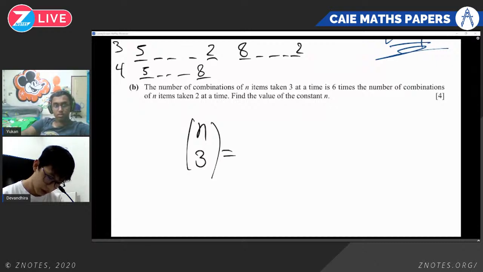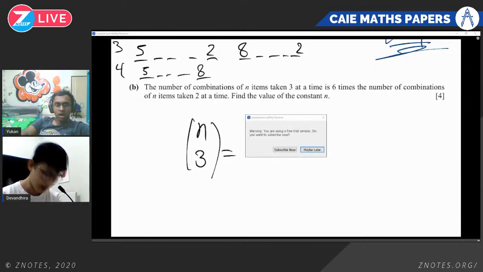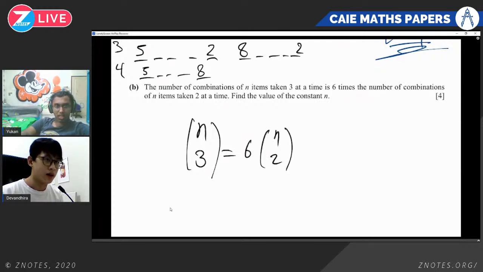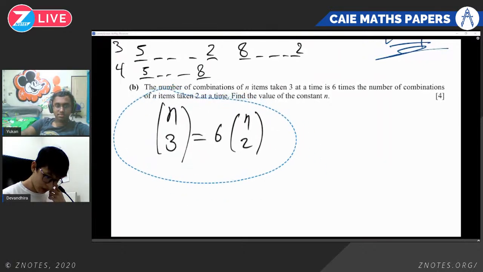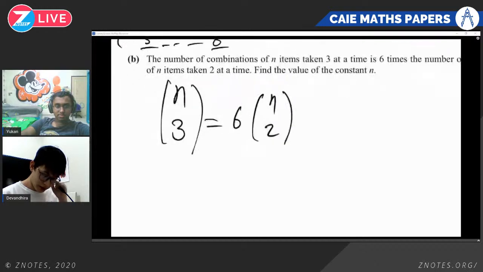Is equal to 6 times the number of combinations of n taken 2, sorry. So that means it's 6 multiplied by n choose 2, correct? Yes. So, like this, right? Okay. So how do we solve this? What do you think? How do we solve this?